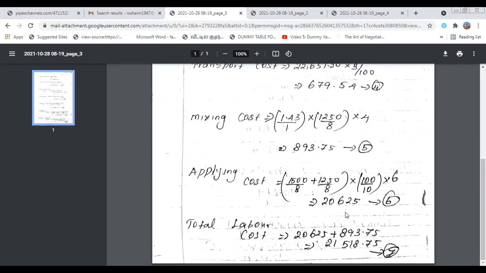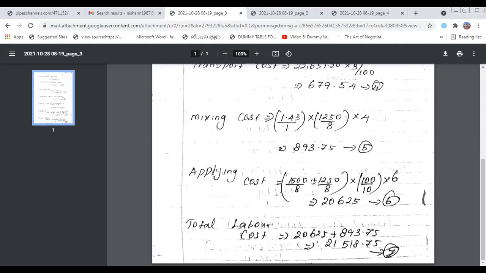Next one, mixing cost. One unskilled labor can mix 1 meter cube of mortar in 4 hours. We require mortar 1.43, and we know the unskilled labor per day is 1,250. Divided by 8 for 1 hour labor cost, multiplied accordingly, so 893.75 rupees for the mixing cost.